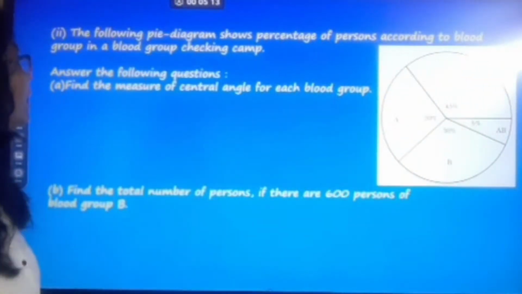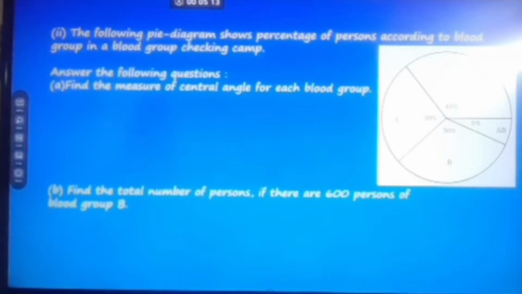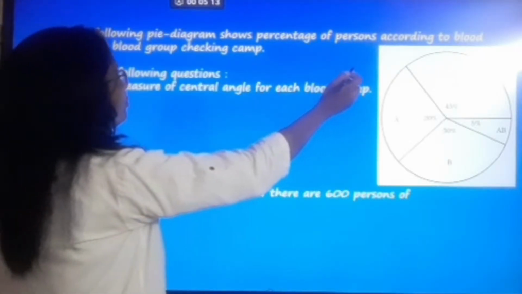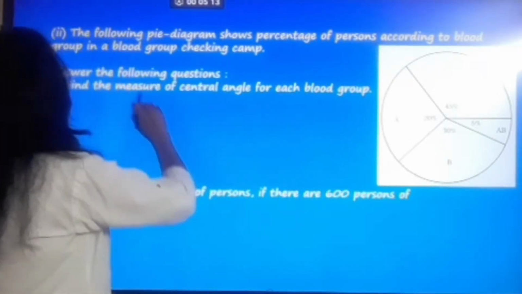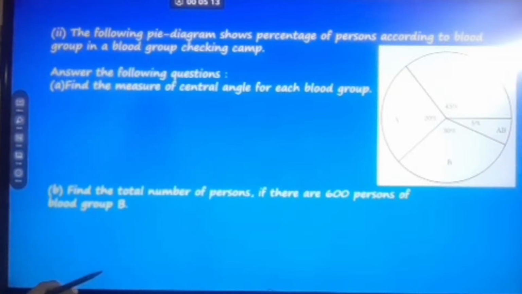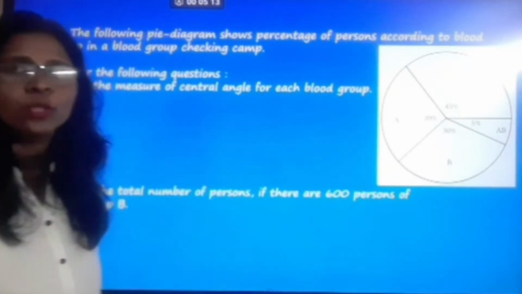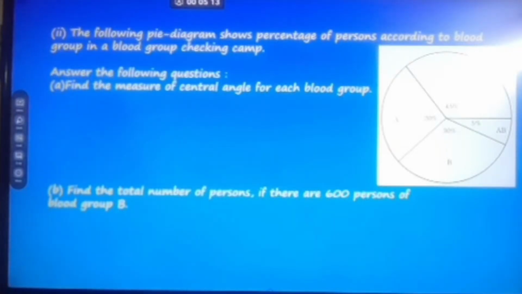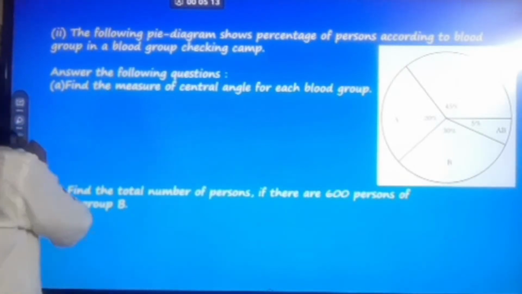Now here, the next example students: the following pie diagram shows the percentage of persons according to the blood group in a blood group checking camp. So the pie diagram is given here students. Find the measure of central angle for each blood group, and then find the total number of persons if there are 600 persons of blood group B.